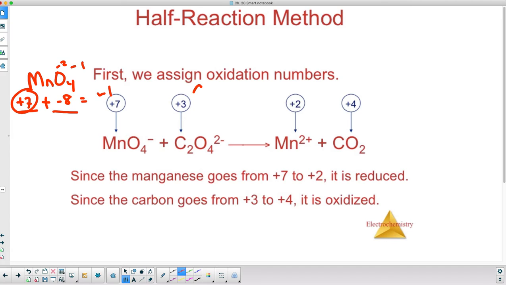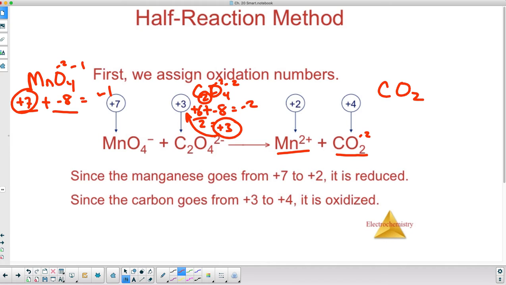This works exactly the same way. C2O4 2-: there are 4 oxygens, each one is -2. Again, that's -8, except this time it's going to equal -2, so that means it must be +6. Because there are 2 carbons here, we divide by 2, and that gives us our +3. That's how we got the +3. Now these are pretty simple because that's Mn 2+, and here's our CO2, which means that if each oxygen is -2, and this is a compound, then the total has to equal 0. So that's -4, which means this must be +4, because -2 for each oxygen times 2 gives me -4.